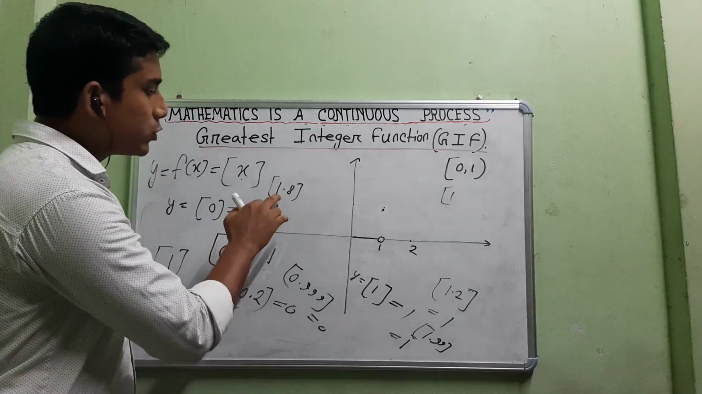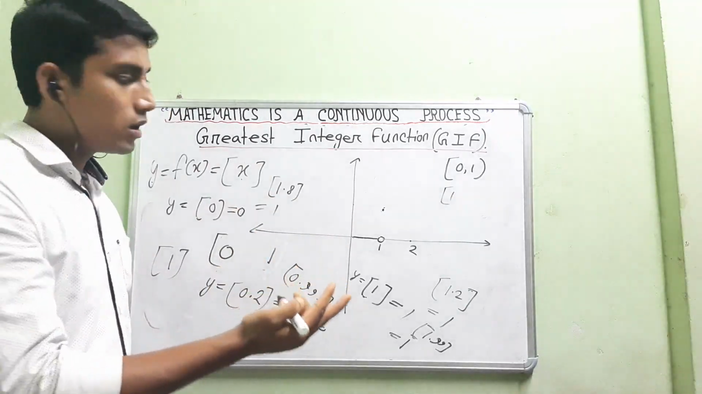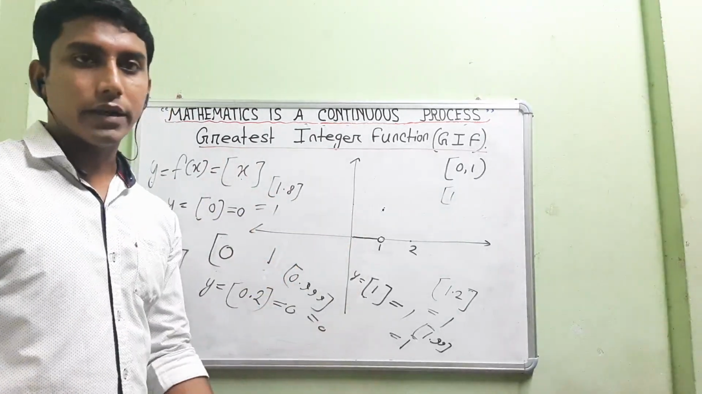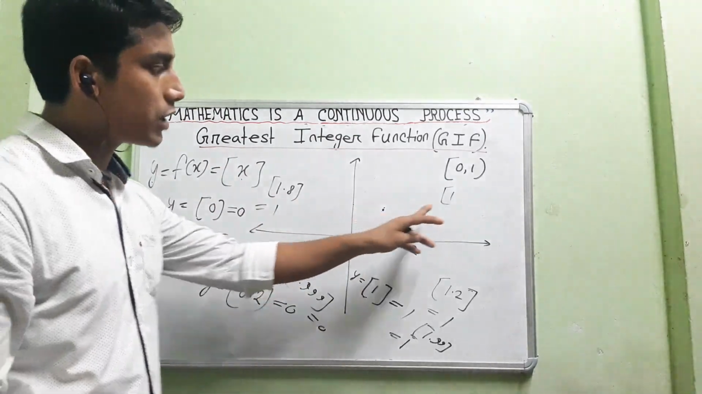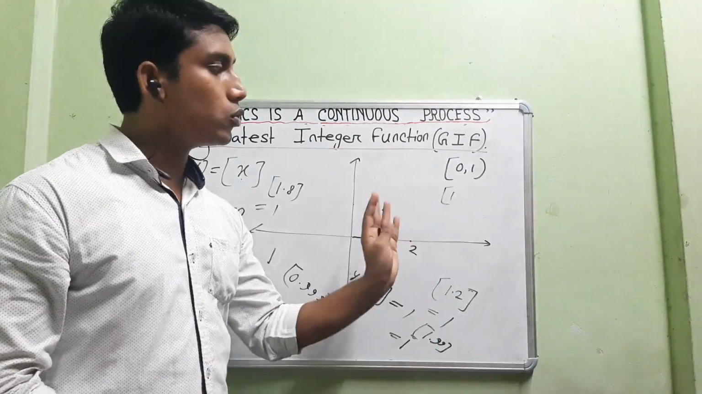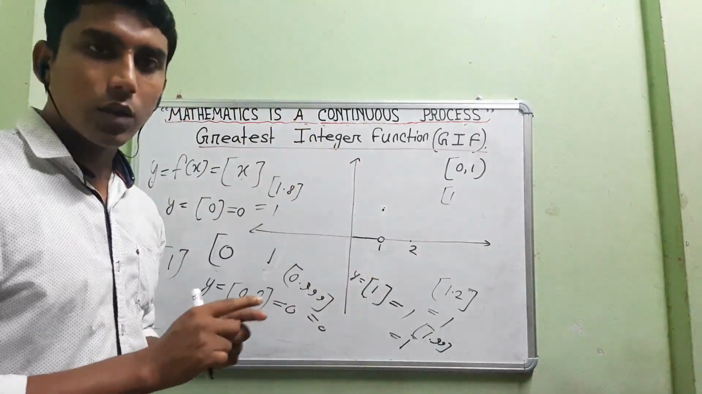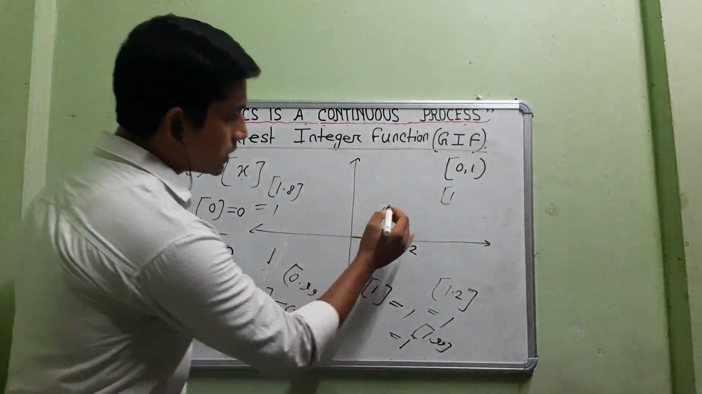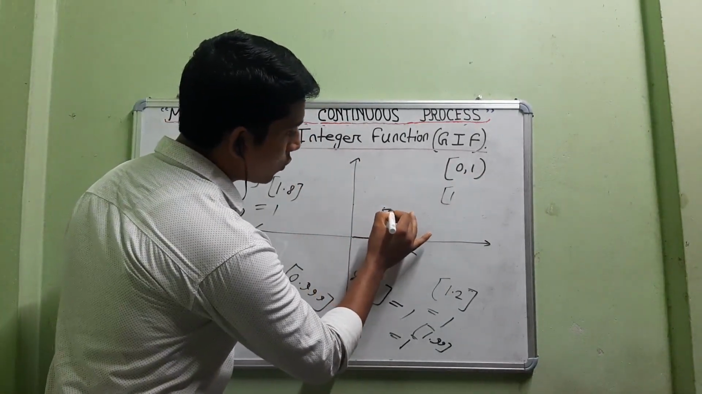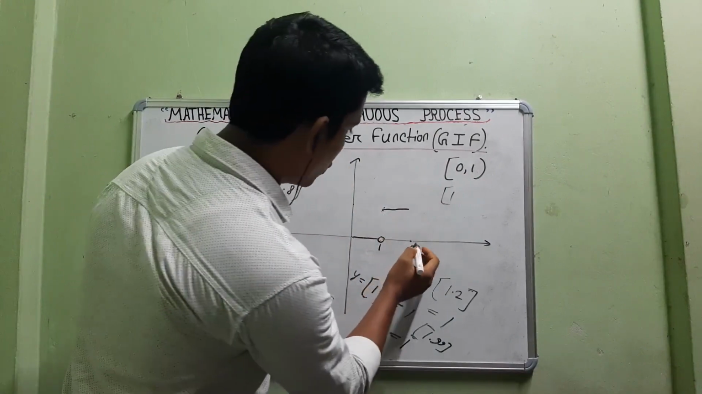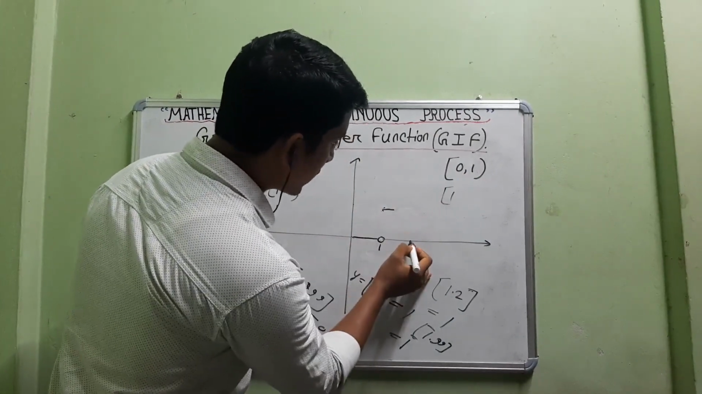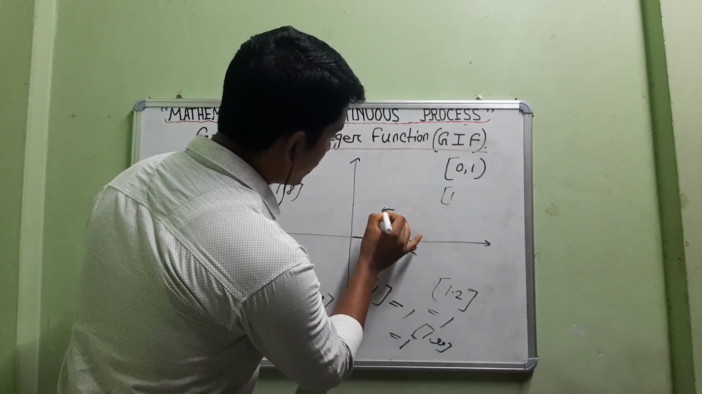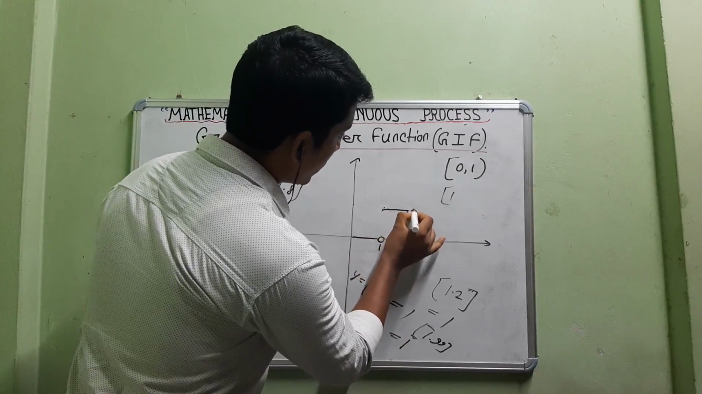Only at the point 2 it will change its value. Before 2, all the fractional points starting from 1, box of all the points will give you 1 only. That means you will go in this way. Y will be 1 before 2. At the point 2 it will be 2. So before 2 it will be like this.